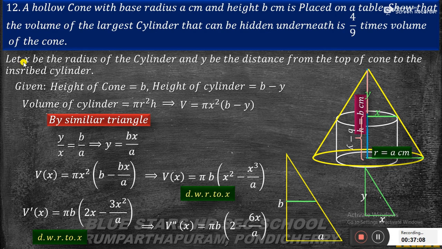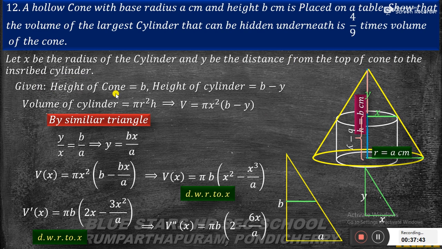First let x be the radius of the cylinder, and y be the distance from the top of the cone to the inscribed cylinder. Here x is the radius, the length of the cone is b, and the distance from the top of the cone to the cylinder, this rose color line, is y.